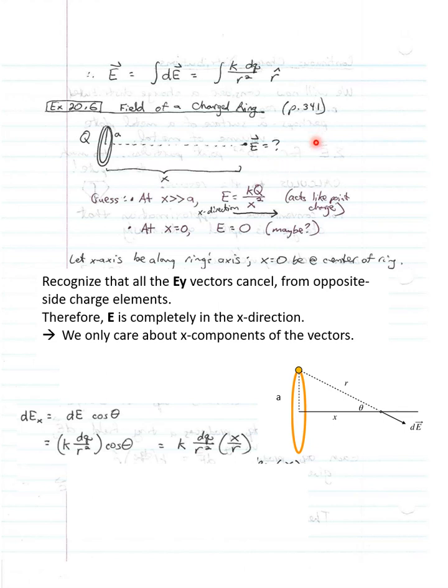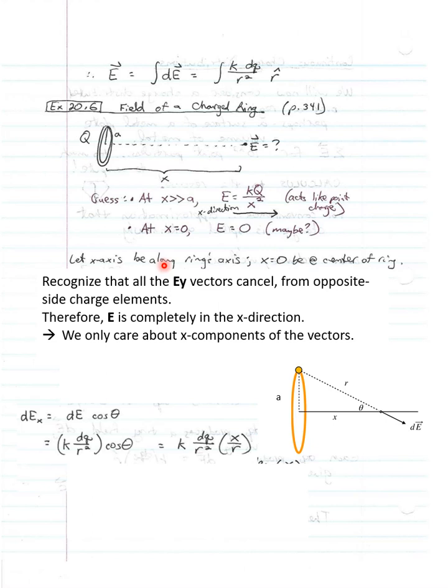You can guess that at great distances, imagine if you zoom far away from this ring, so far away that you can't even see that it's a ring, it just becomes a point. And so you can guess that at a very far distance, it's going to act like a point charge. Electric field is going to be kQ over x squared, going to the right, assuming that's a positive charge on it.